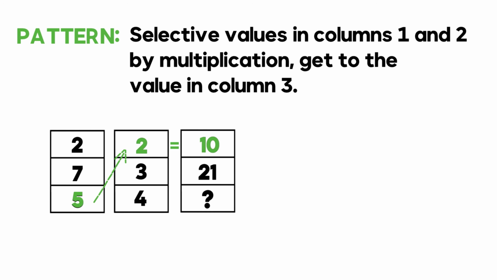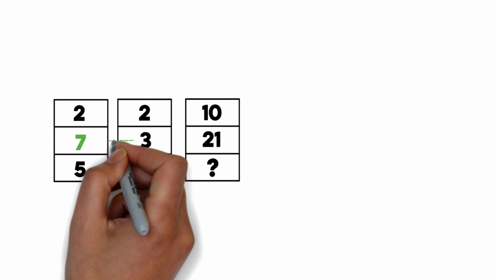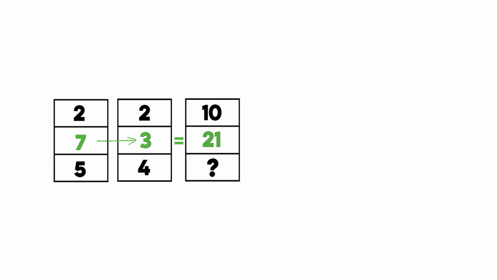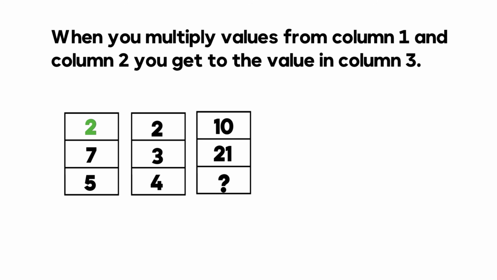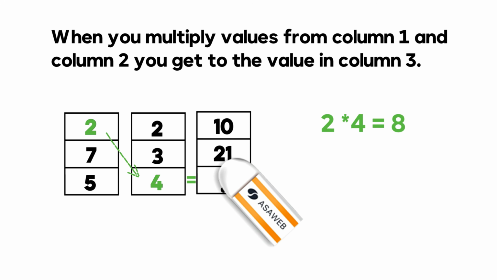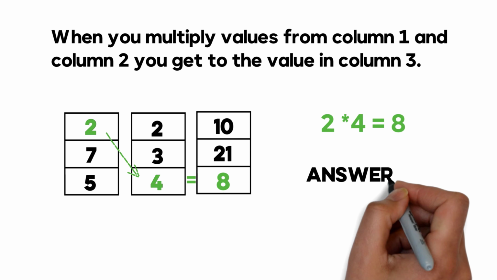If we multiply 5 by 2, we get the value of 10. The second set of values, represented by the middle row: 7 multiplied by 3 equals 21. So the missing value here can be calculated by multiplying 2 by 4, and the end result would be equal to 8. So the correct answer to this problem is choice A, 8.